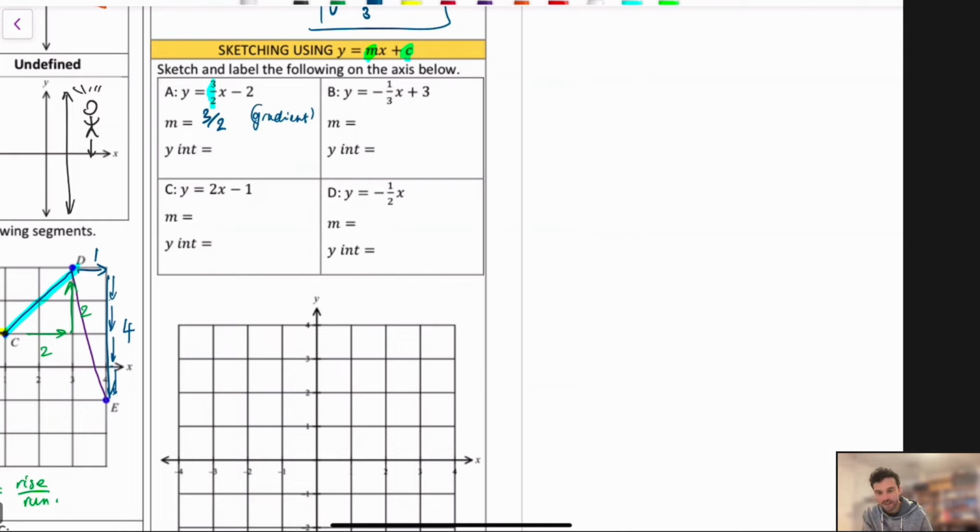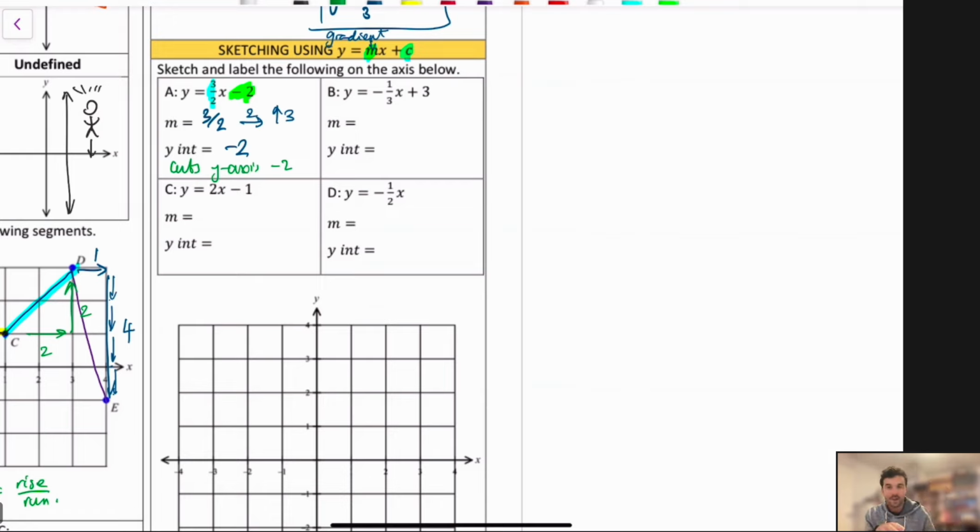And what does this mean? It means it's going to go rise over run, so rise 3 and then across 2. Gradient, and the arrow to the m. So rise over run: rise is 3, run is 2. So it's going across 2 and then going up 3. Across 2, up 3. The y-intercept in this case is going to be -2, not just 2, but -2. That means it cuts the y-axis at -2, which means it goes down 2.